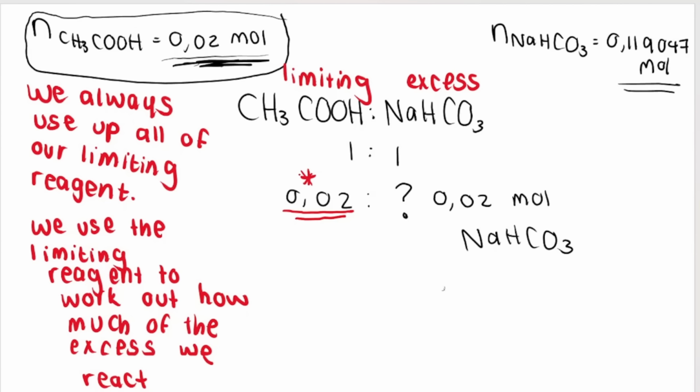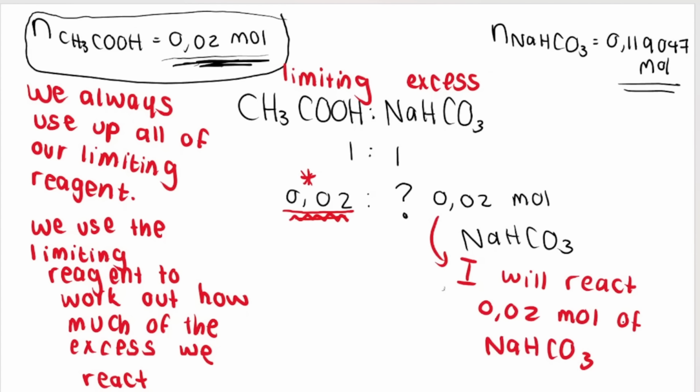So if I use up all of this limiting reagent, 0.02, because it's a 1-to-1 ratio, that means that I will react 0.02 moles of sodium bicarbonate as well, because it's 1-to-1. And how much sodium bicarbonate did we start off with? This is how much we started off with. Remember, that takes us back to our initial mole calculation. So if I start with 0.119 and I used up 0.02, how many moles do I have left over? You take what you start with and you subtract what we used up or what was reacted. And that equals our leftover or our excess.